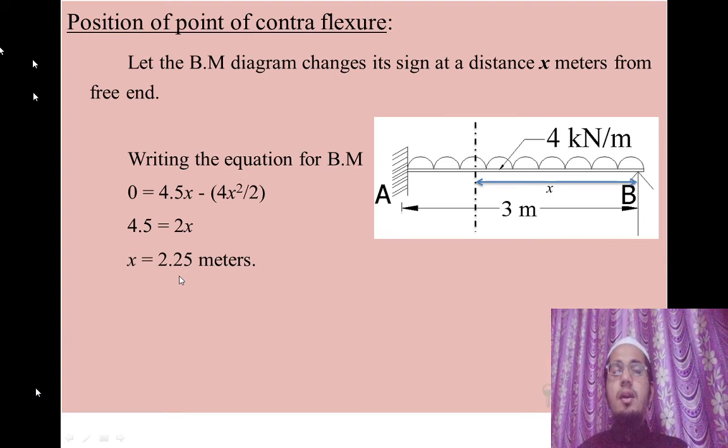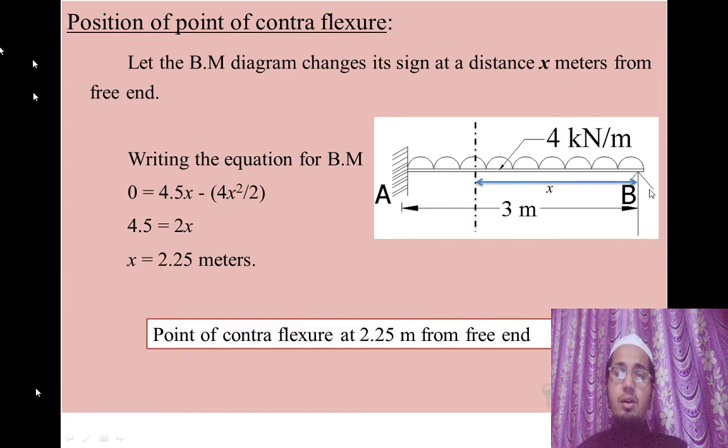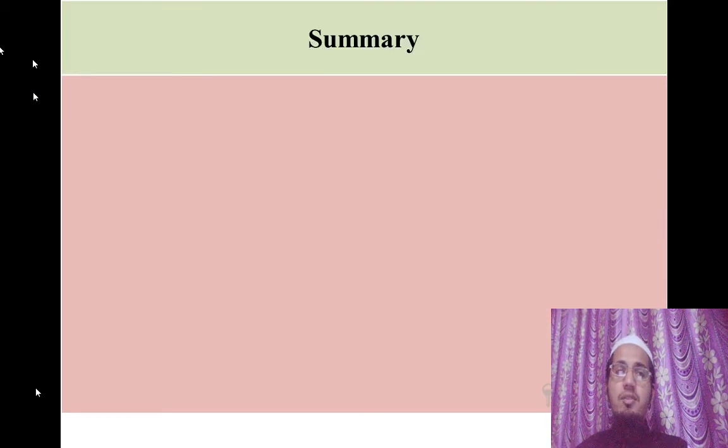So, likewise we can find the position of the point of contra flexure for a propped cantilever subjected to UDL over the entire span. Hope you can find it on your own for the numericals, or we can say that the point of contra flexure is at a distance of 2.25 meter from the free end. So, here we will stop.